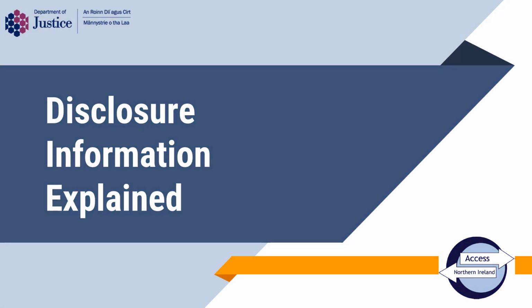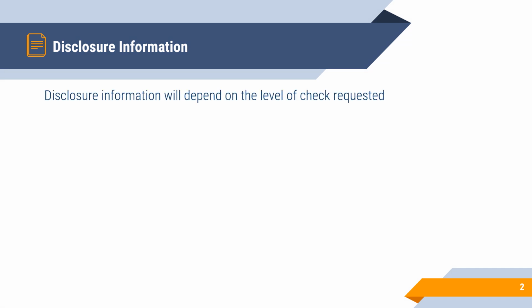Hello, and welcome to this AccessNI presentation in which we provide information, including examples, on the type of criminal history information that could be included on an AccessNI check, including conviction information, police information, and barred list information. As mentioned in other sessions, the information disclosed on a certificate will often depend upon the level of check being sought, with most information likely to be disclosed on an enhanced check.